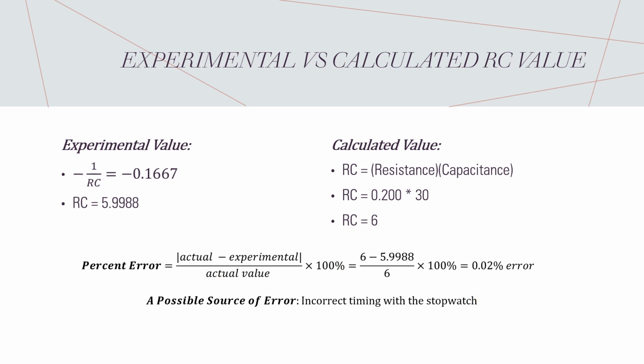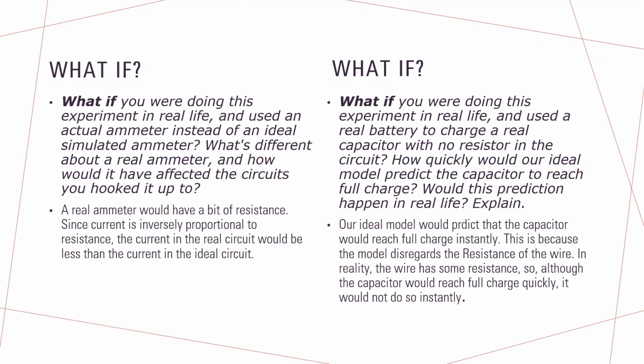A possible source of error was incorrect timing with the stopwatch, as I was just clicking on and off rapidly, but perhaps not rapidly enough. If the experiment were done in real life and used an actual ammeter, the real ammeter would have a bit of resistance. Since the current is inversely proportional to the resistance, the current in the real circuit would be less than the current in the ideal circuit.